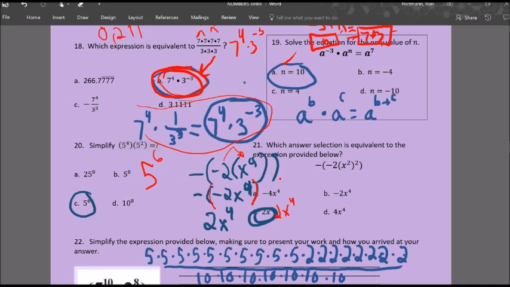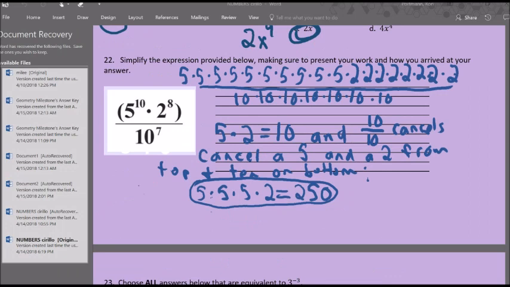All right. Number 22. Question number 22 says we have 5 to the 10th times 2 to the 8th, and it's all divided by 10 to the 7th. I don't even want to think about doing this question without writing it out in expanded form and simplifying it that way. Trying to answer this any other way is just ridiculous. The numbers are so big, and then you'd have to divide them.